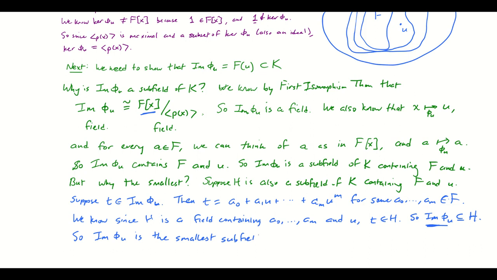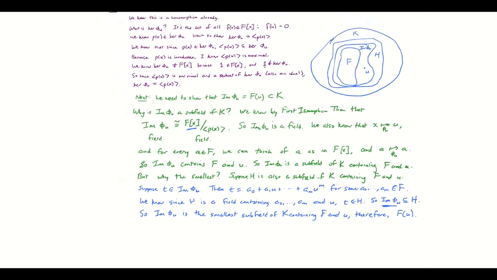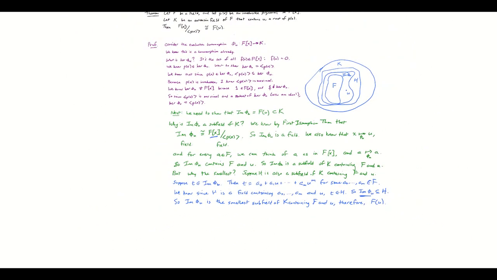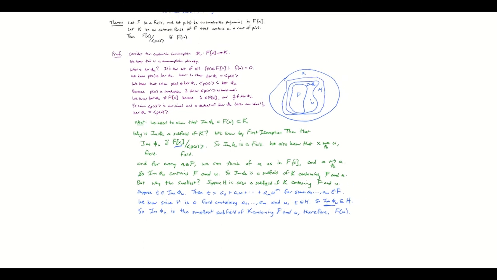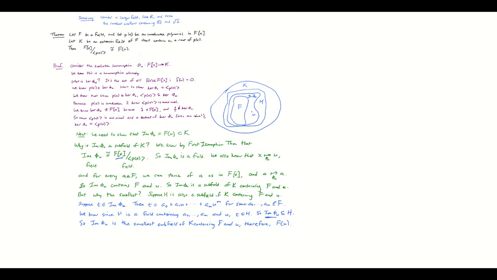It's the smallest subfield of K containing F and u, and therefore, well, what do we call the smallest subfield of K containing F and u? That's F adjoin u. All right, so now we've shown that the image of our map is the simple extension F adjoin u. And so we can say by the first isomorphism theorem, let's zoom out so we catch all of this. That's great.